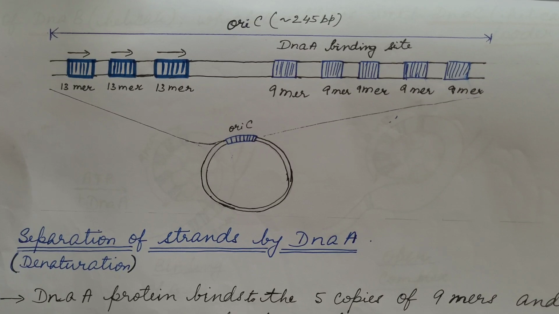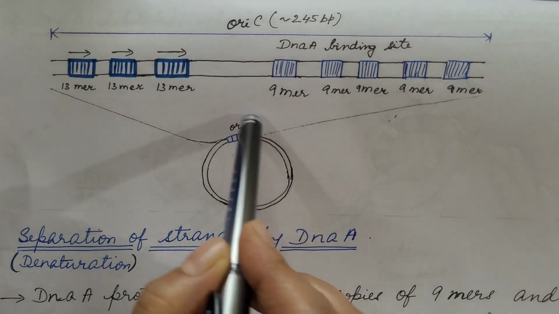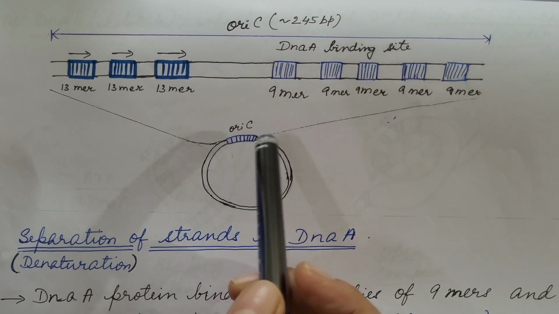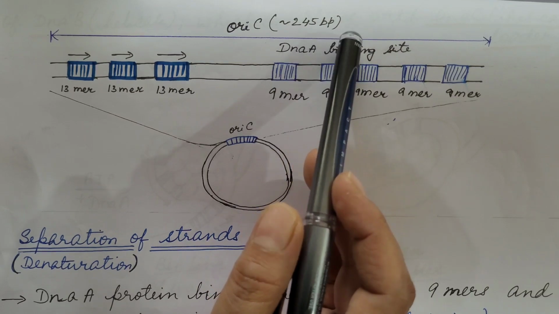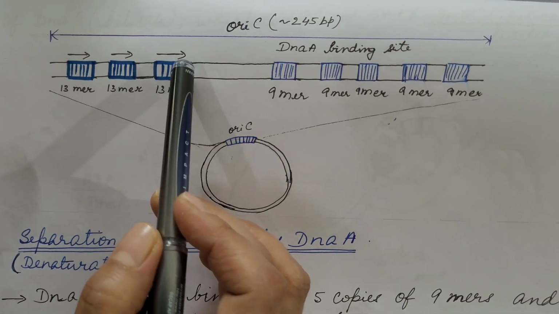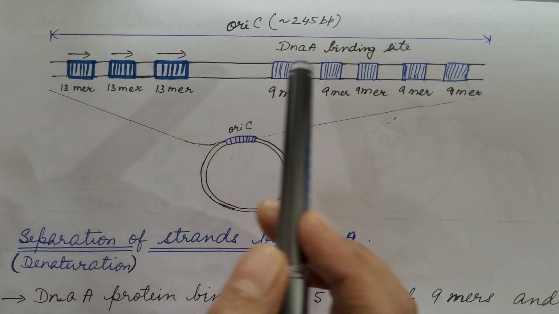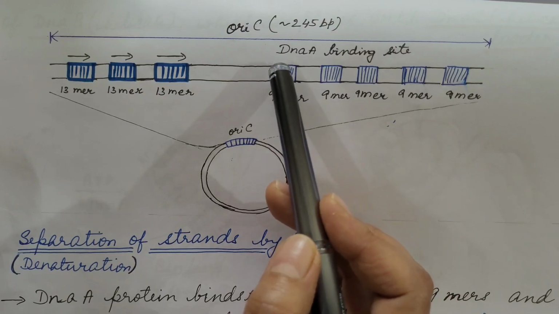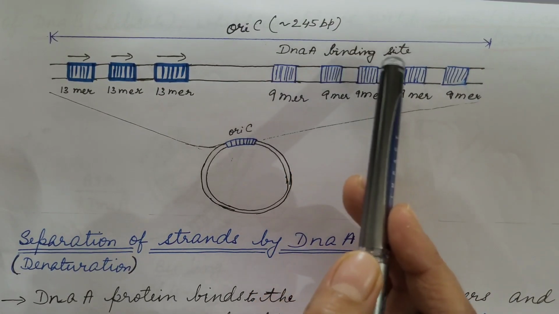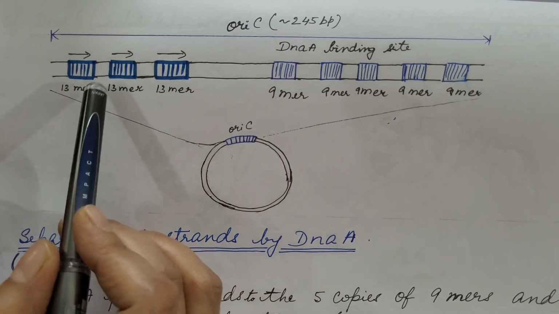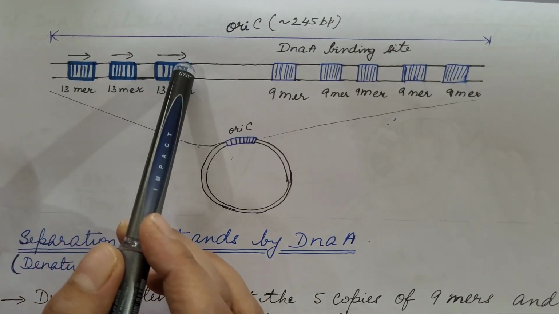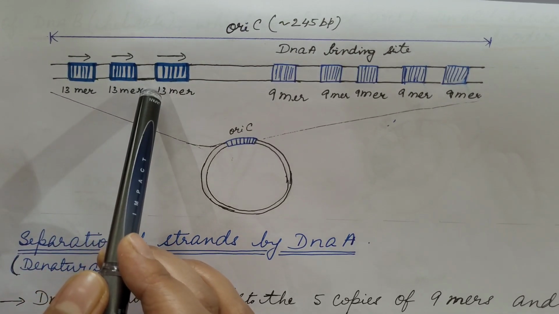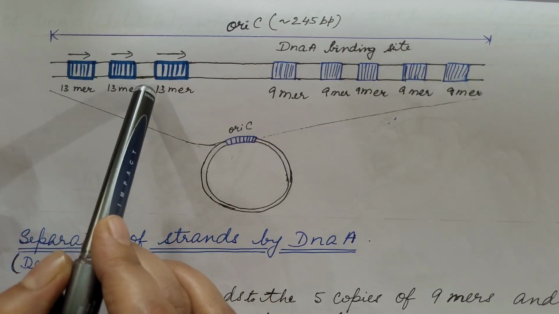So if we talk about E. coli, this is the circular DNA of E. coli. This is the origin of replication known as oriC, which is approximately 245 base pairs. It has 3 copies of the 13-mer region towards the left and 5 copies of the 9-mer region towards the right. This 9-mer is the DNA binding site. The 13-mer region is an AT-rich region, which is the region where the two strands of the DNA separate, or the melting of the two strands of the DNA takes place.